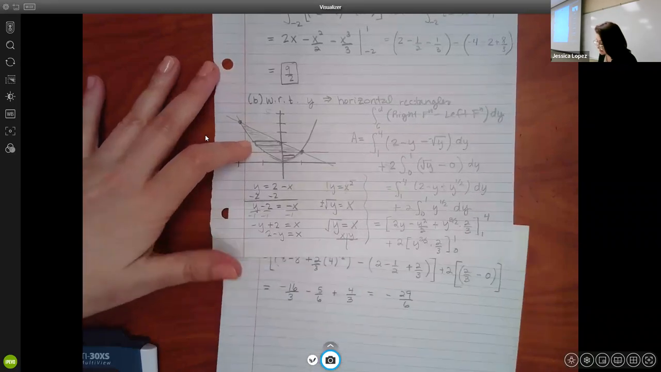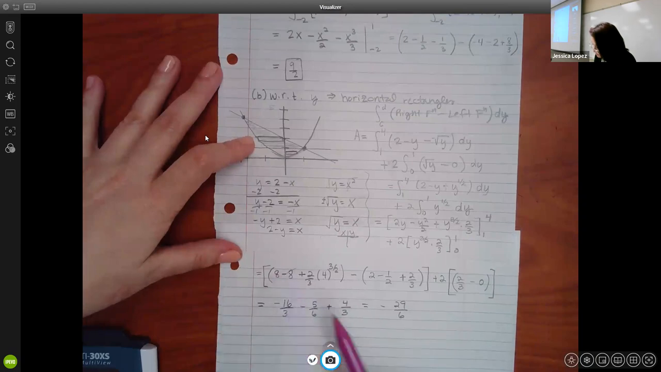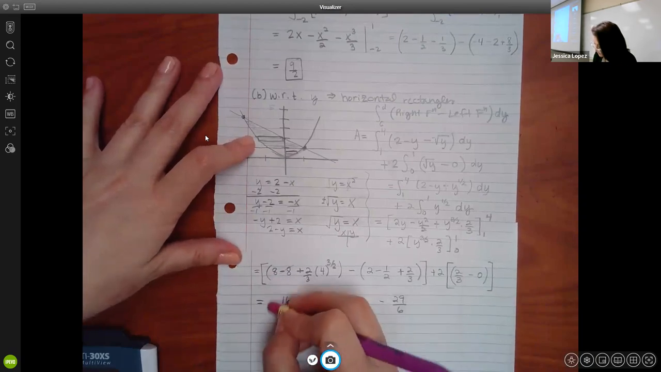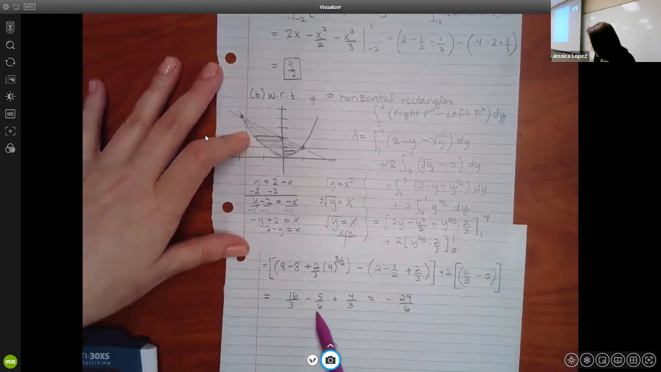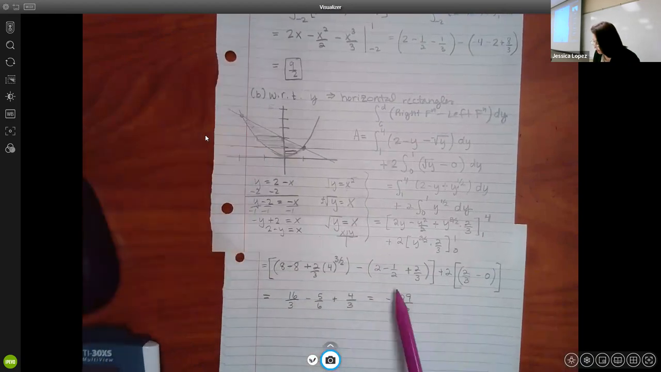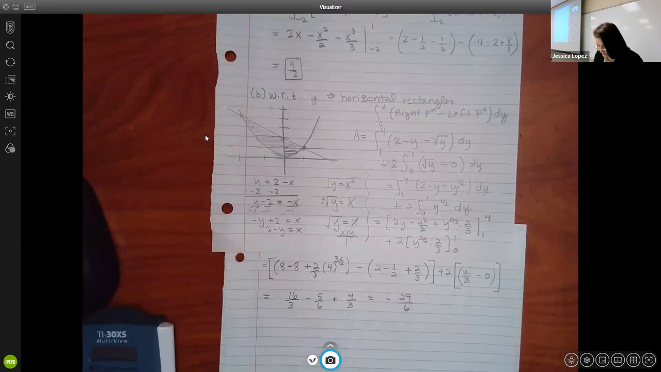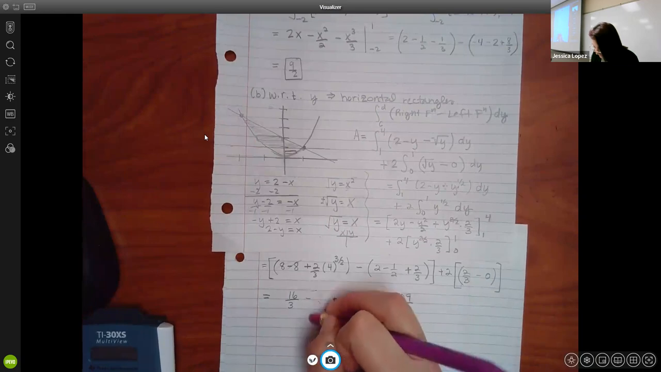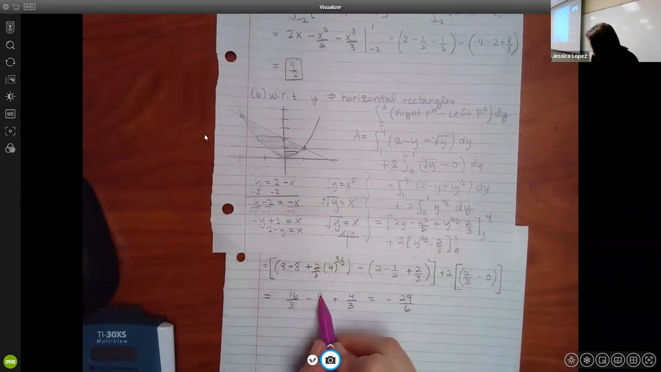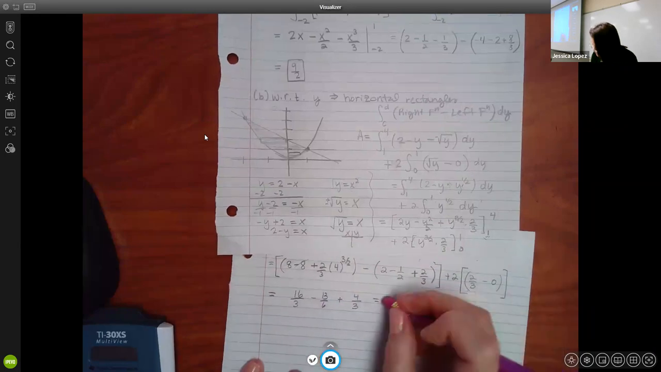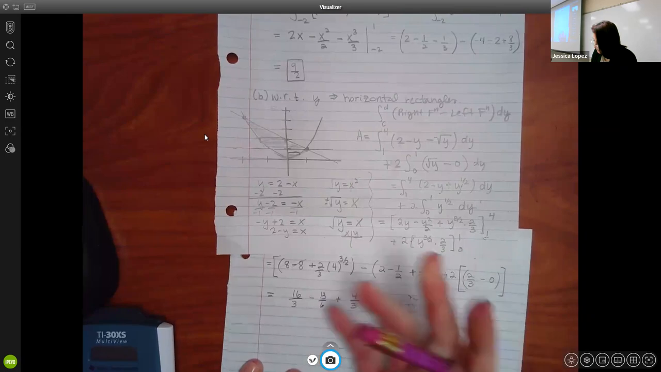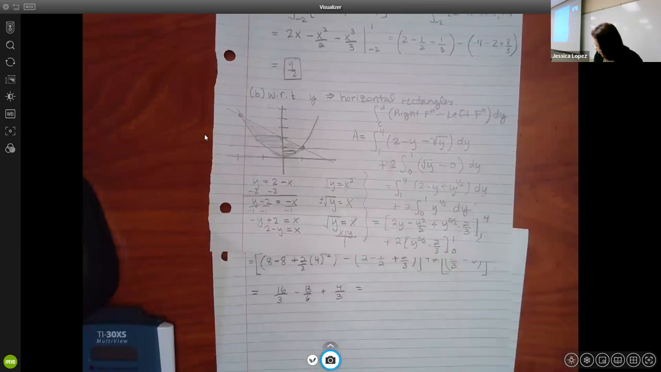Now let's see if that makes a difference. So that means these guys still scratch away, but I would end up with a positive 16 over 3. In here, that number might be different, although this number is still the same. But in here, it might be a little different, because it's now plus 2/3 instead of minus 2/3. So this one would have been 13 over 6. So now let's see what we get. 16 over 3 minus 13 over 6 plus 4 over 3. Ah, we do get the same.